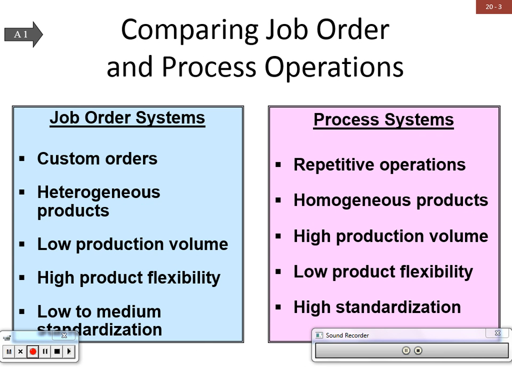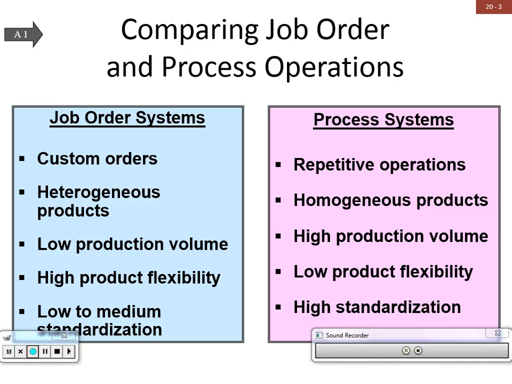We've got job order systems, which we know are custom orders, meaning one or two items. Heterogeneous. What do you think heterogeneous means? Different, right? Custom. Low production volume, which means you won't produce more than two or three items at a time. High product flexibility, meaning because it is custom, it can be detailed according to whatever the order is. Low to medium standardization. All that refers to is it's unique, so it's not going to be the same item over and over again.